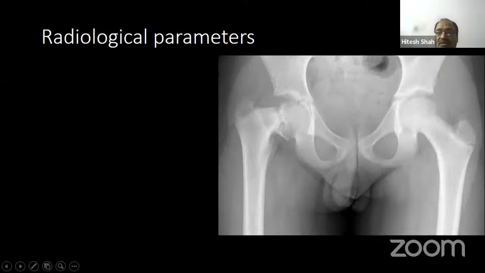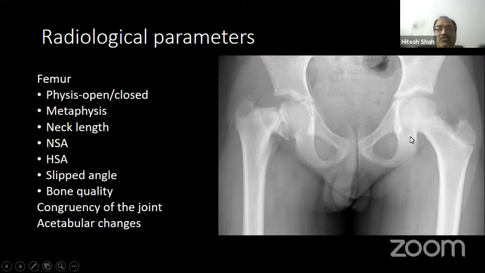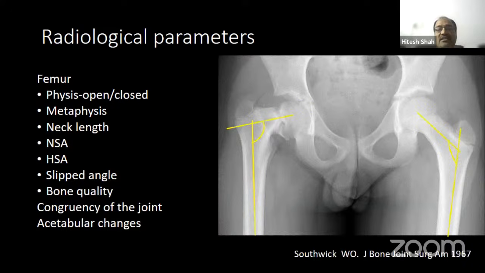What are the radiological parameters we need to check in the pelvis with both hips? We need to check the proximal femur and acetabulum in every case of the pelvis with both hips. Whether the physis is open or closed, what is the sclerosis, the density of the metaphysis, what is the neck length, neck shaft angle, the head shaft angle, the slip angle, bone quality and congruency of the joint, and acetabular changes. This is standard: draw a line between the 2 points of the neck, 2 points of the middle of the shaft, and measure the neck shaft angle.